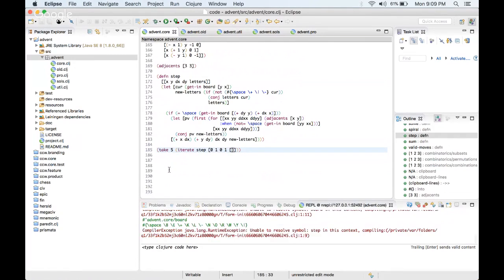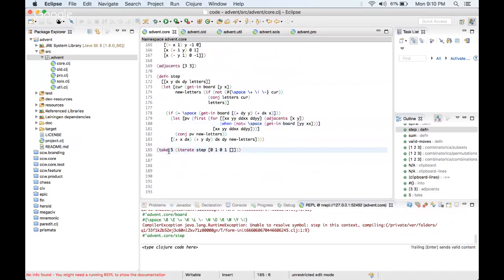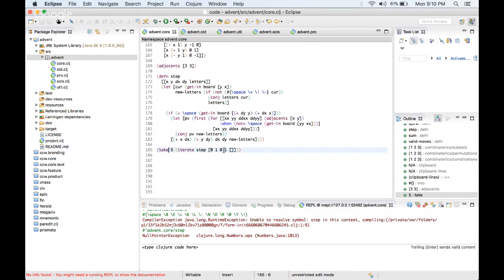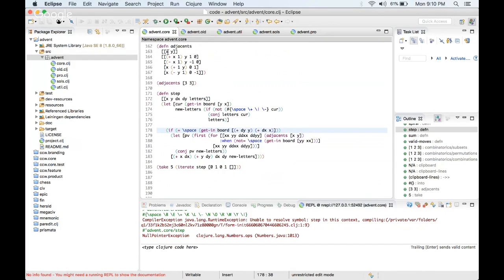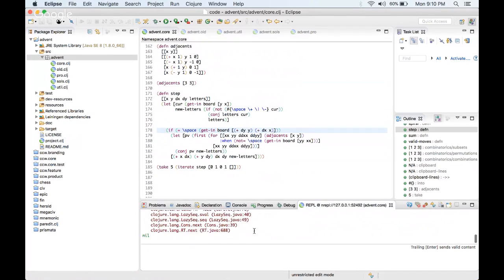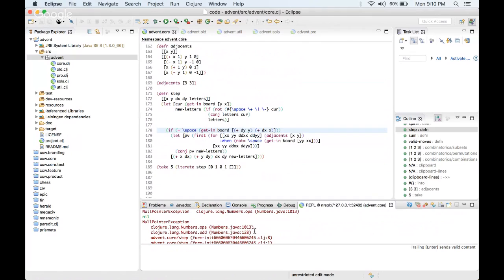What do we get? Failed to resolve. Okay. Number ops problem. Let's see. So where are we doing number ops? So we're doing them here, up here, the adjacents to XY. All right, let's get a stack trace. This is saying in an add.